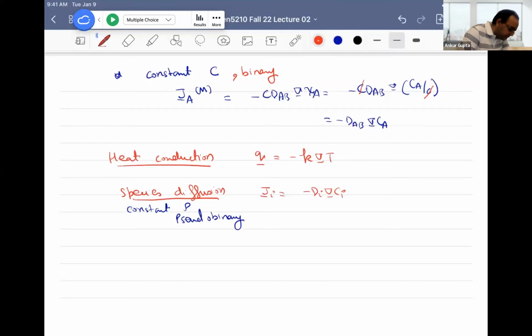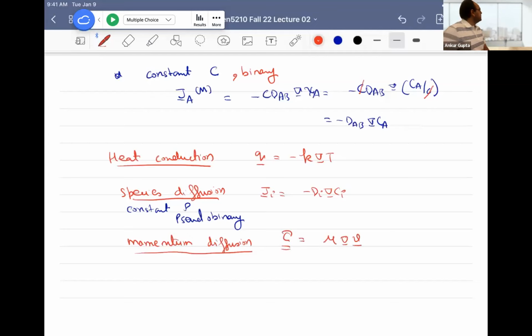Something we will not do right now, but it is momentum diffusion, which will come in the second part of the course. I just want to highlight here for completeness. Momentum diffusion will be slightly different. It will be shear stress is mu del V. It's not a dot product. It is actually a tensor. So the left hand side is a tensor, the shear stress tensor.